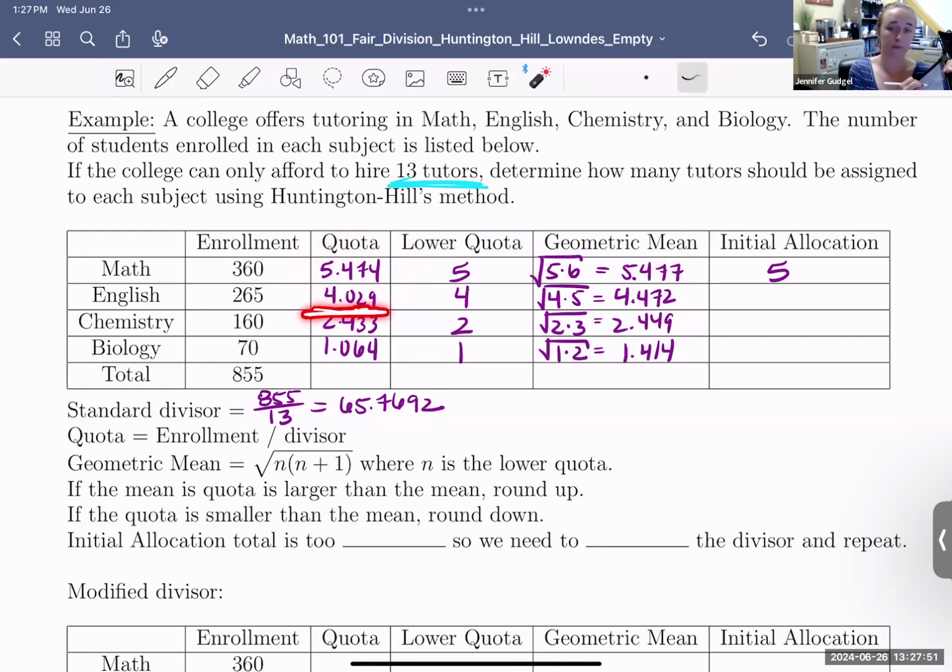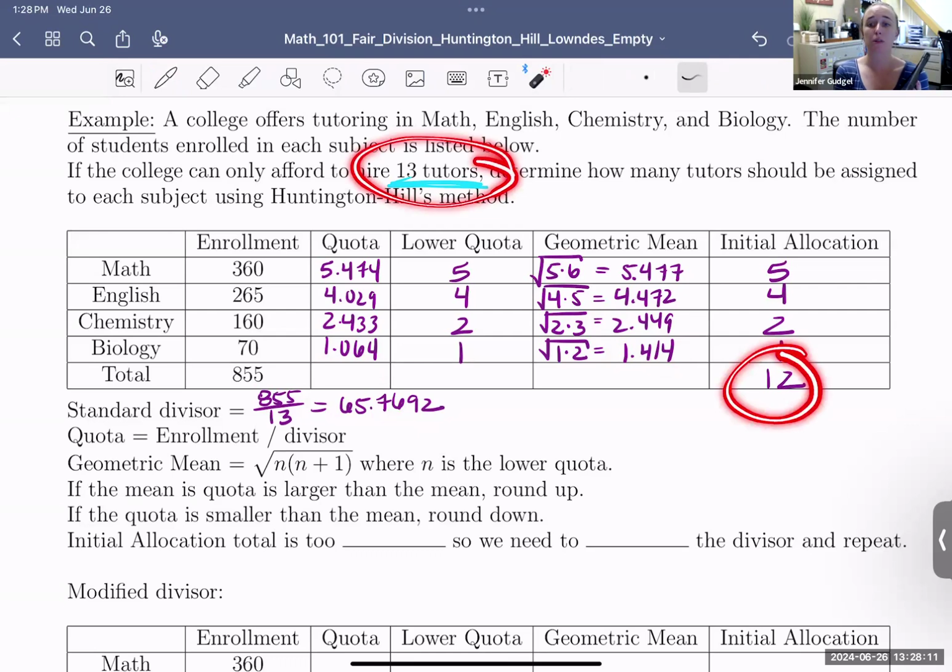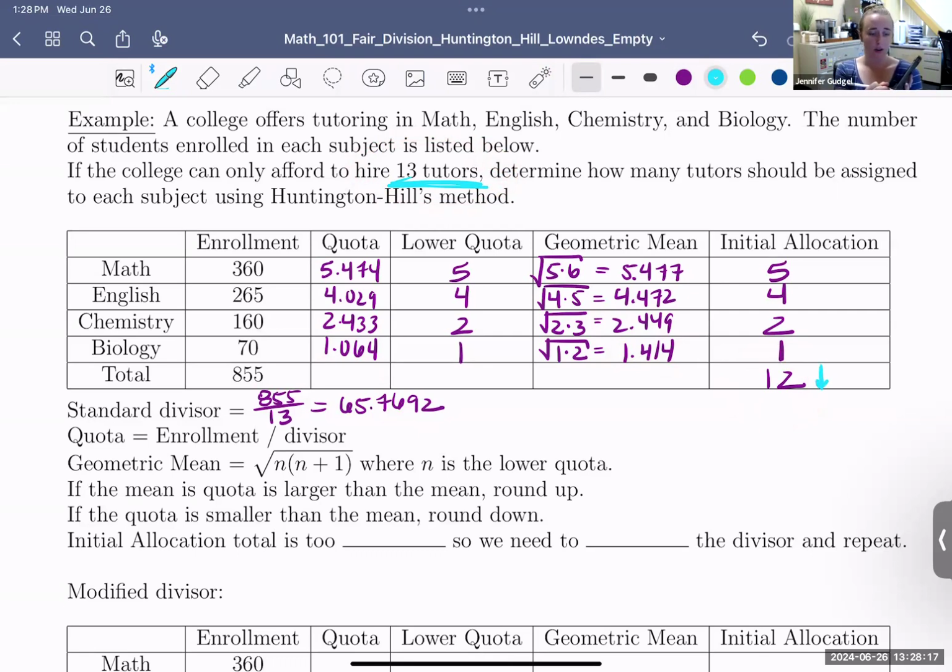Lower or higher? 4.0 is lower than 4.4, so we round down to 4. 2.43 is lower than 2.44, so we round down to 2. 1.0 is lower than 1.4, so we round down to 1. This is 12, which is too small. 12 is too small, so we need to decrease the divisor.